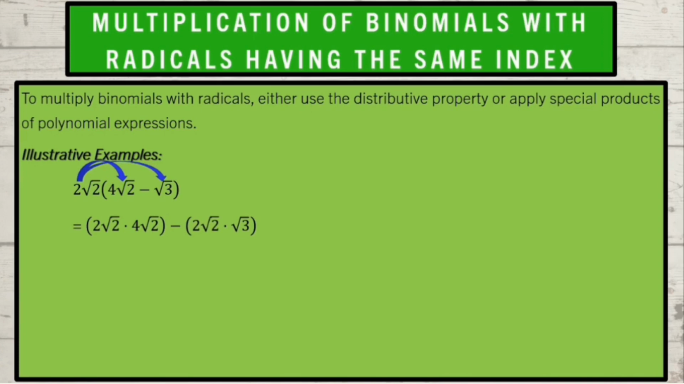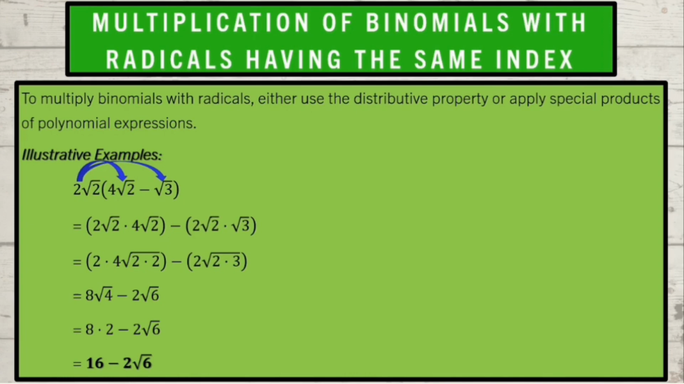And then perform the operation. We will have the quantity of 2 multiplied by 4 square root of 2 times 2, minus the quantity of 2 square root of 2 times 3. Simplify, we will get 8 square root of 4 minus 2 square root of 6, which is also equal to 8 multiplied by 2 minus 2 square root of 6. And the final answer is 16 minus 2 square root of 6.